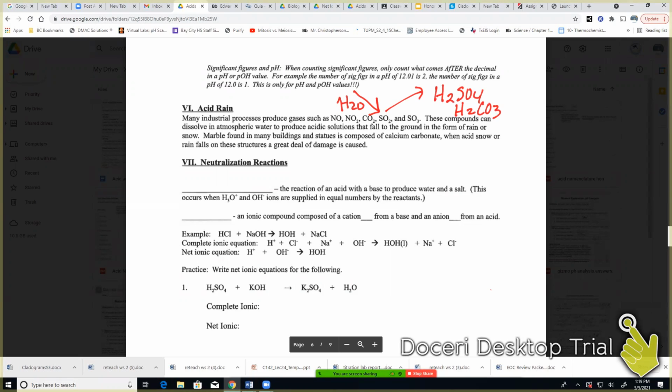And those can be really damaging, especially to older buildings that are made out of marble or statues that are made out of calcium carbonate. Like if you know the old statues that look like they're kind of rough, it can really damage those.